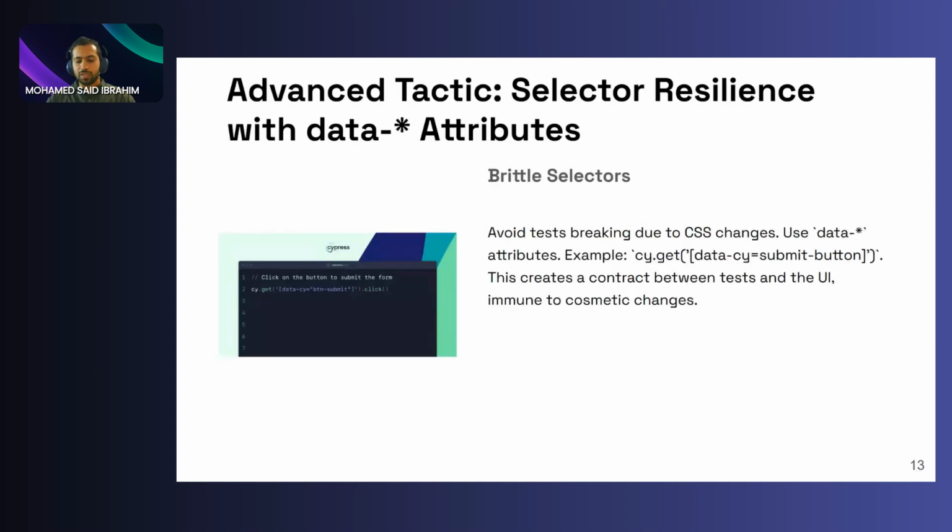Eliminate that pain forever. Use data-* attributes. Instead of the brittle cy.get('.btn-primary'), the class of btn-primary, or other unstable selectors, use the more stable and reliable selectors with test attributes like cy.get('[data-test=submit-button]'), or other useful test attributes. This creates a contract between your tests and your UI that's immune to cosmetic changes.